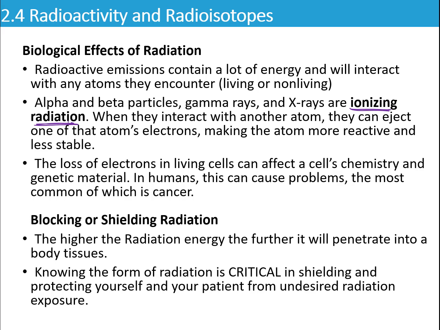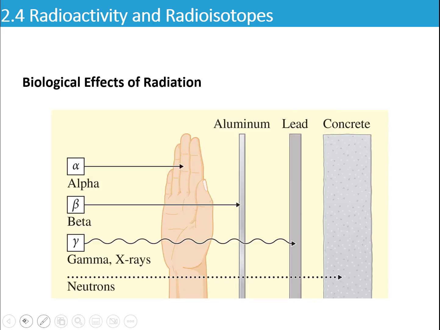So because of this, in your job, you want to make sure that you shield yourself. You want to make sure that you are minimizing your exposure to any type of ionizing radiation. Ways that you do that really depend on the kind of radiation you're talking about. The three, alpha, beta, and gamma X-rays, actually have different penetrating powers.